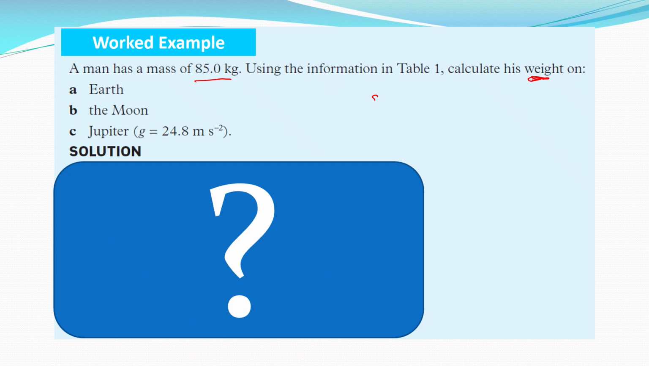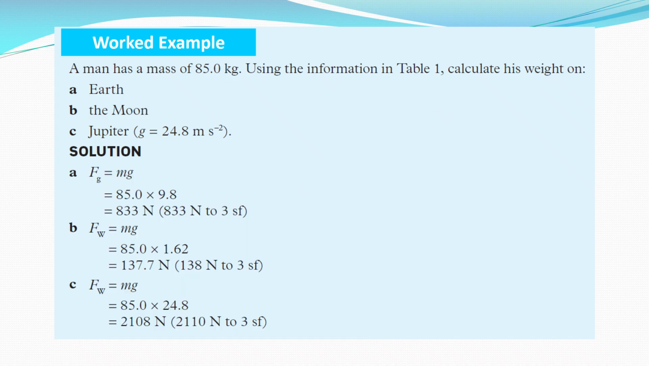Well, the weight is a force. What's our formula for force? Mass times acceleration, or in this case, mass times gravity. So his mass is 85, times 9.8 on Earth, and 833 newtons is what he weighs. Weight's a force, so weight's in newtons. If you multiply by 10, that's a close approximation to 9.8.